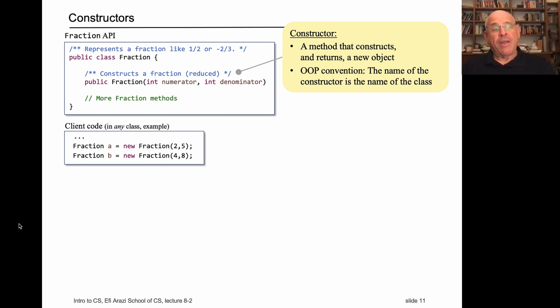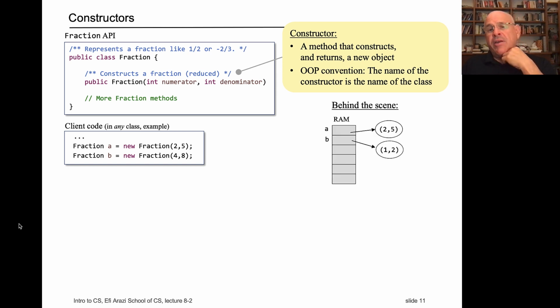This is a new type. And I define two fractions, 2/5 and 4/8. Now take a look at the fraction constructor API. It says that it creates a reduced fraction. So if you ask it to create the fraction 4/8, it will reduce it to 1/2, always.